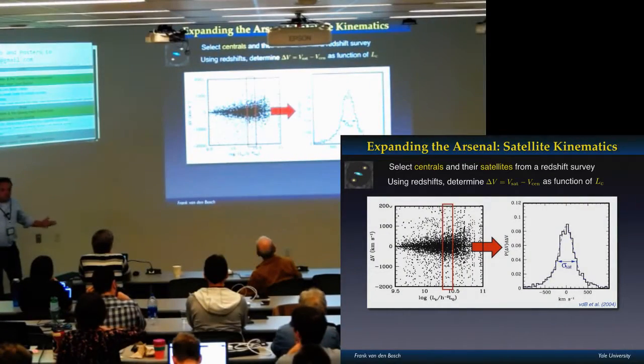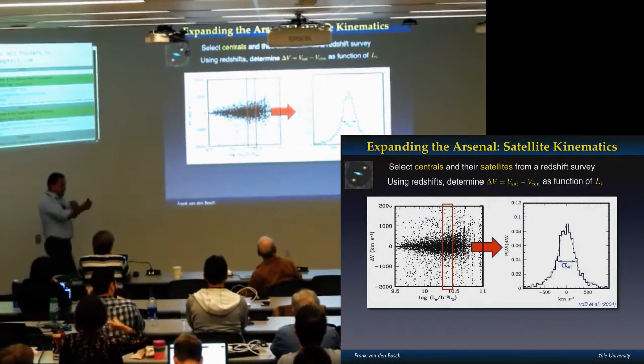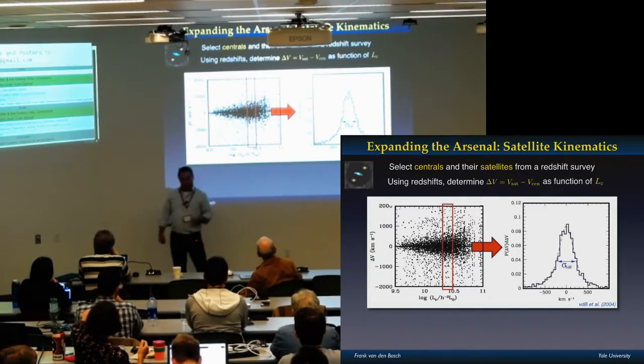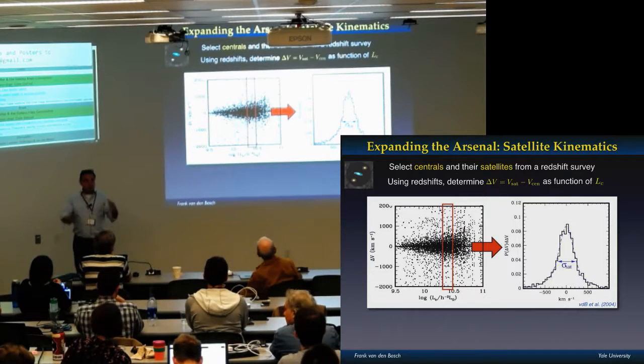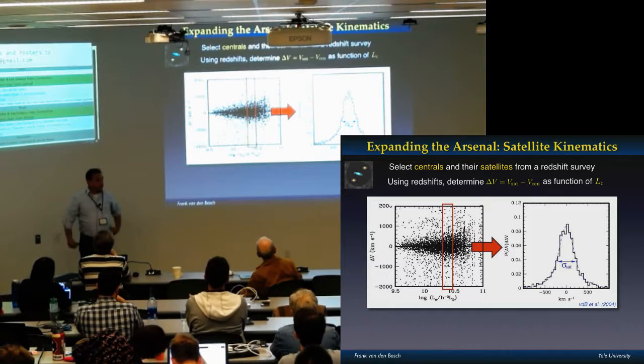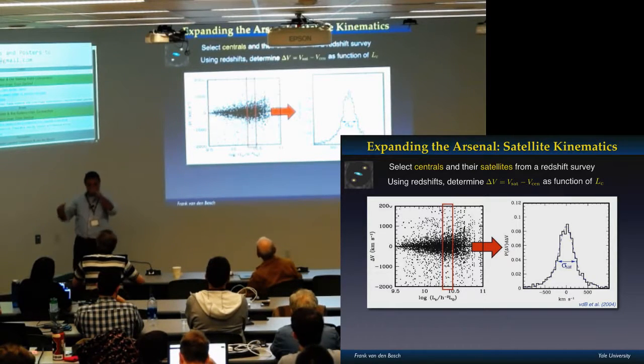So how does this work, satellite kinematics? It's very easy, right? Satellite kinematics just means you're trying to use the motion of satellite galaxies to probe the depth of the potential well. Okay? So the way you do this is you first have your redshift survey and you have to put a cylinder around galaxies to identify centrals and satellites. They don't come labeled as such, unfortunately.